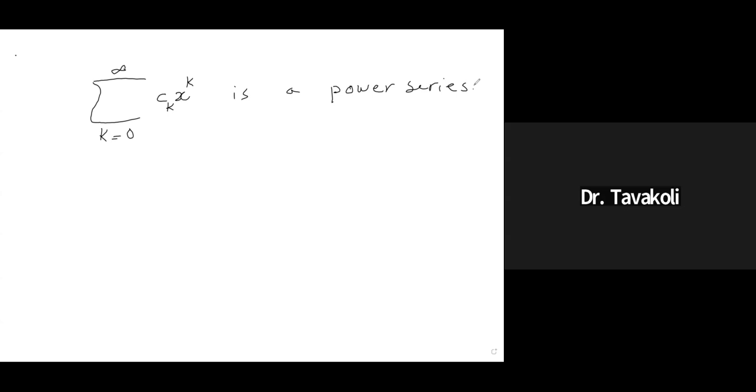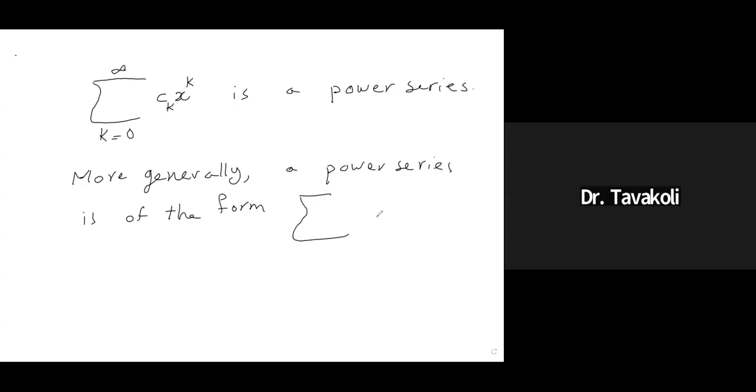More generally, a power series is of the form: here we just had x to the power of k. In the more general sense, it might be like c_k times (x minus some constant a) to the power of k, and k runs from 0 to infinity.